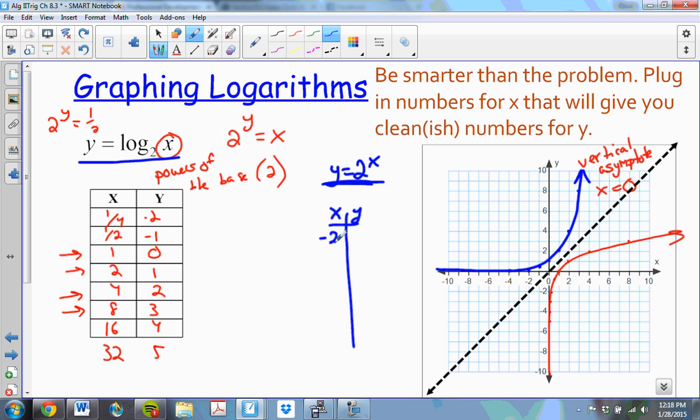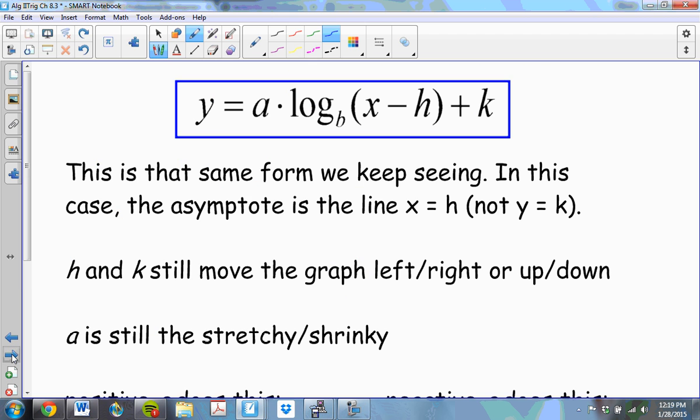would be negative 2, negative 1, 0, 1, 2, a quarter, a half, 1, 2, 4, has just switched x and y points. We just switched the values of x and y. So an exponential function has a horizontal asymptote right here. A logarithmic function has a vertical asymptote, and they are reflections over the line y equals x. So when you graph, I'll come back to this in a second.